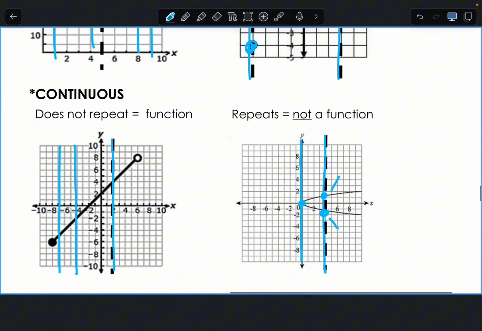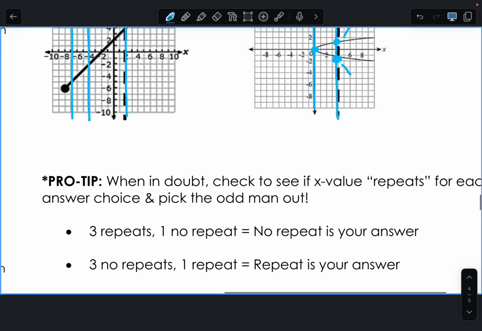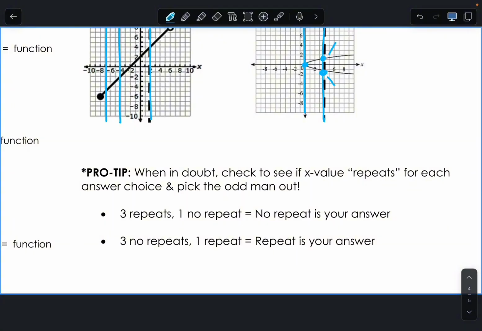Now, pro tip, when in doubt, because functions most of the time are multiple choice questions, you have four answer choices, right? If 3 of them are repeating and 1 of them is not, pick the one that is not, or vice versa. If 3 of them are not repeating and 1 of them is, pick the one that is repeating. Pick the odd man out, okay?